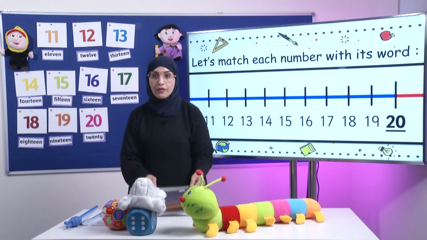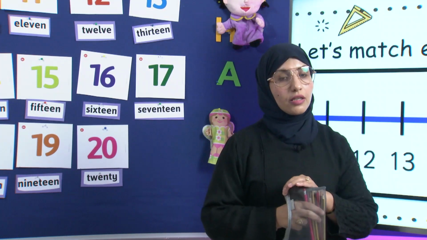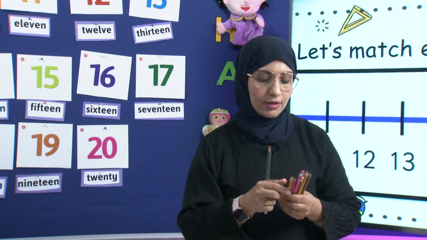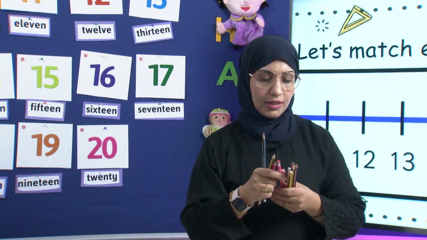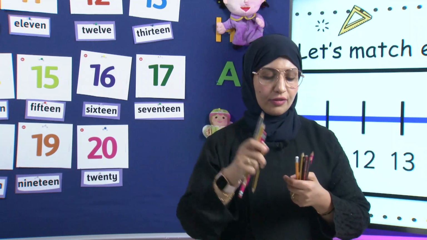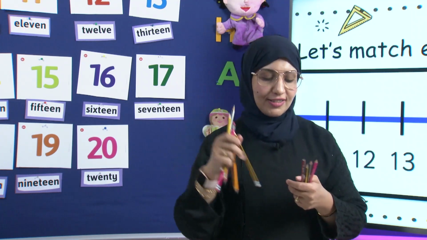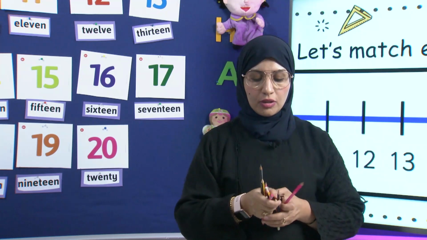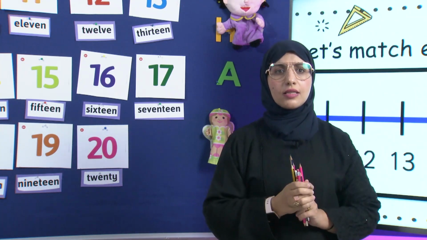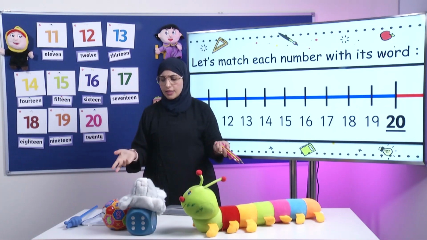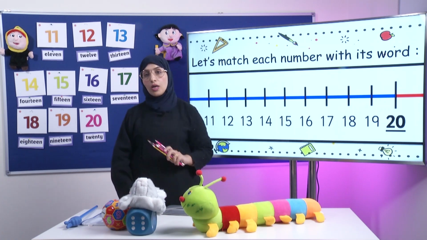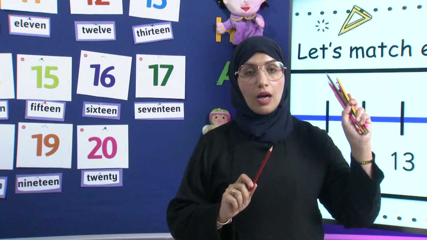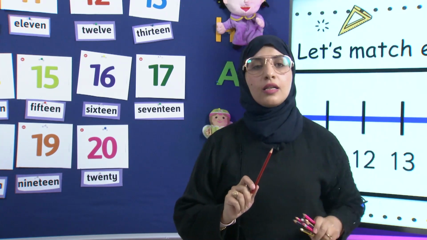For example, I have this pencil case. I have pencils inside, and I need to count them. Would you help me in that? I will listen to you. 1, 2, 3, 4, 5, 6, 7, 8, 9, 10, 11. I have 11 pencils. I said pencils. Why I didn't say pencil? Because they are more than one. If I have one, I will say pencil. If I have more, I will say pencils. So I put S. Okay?